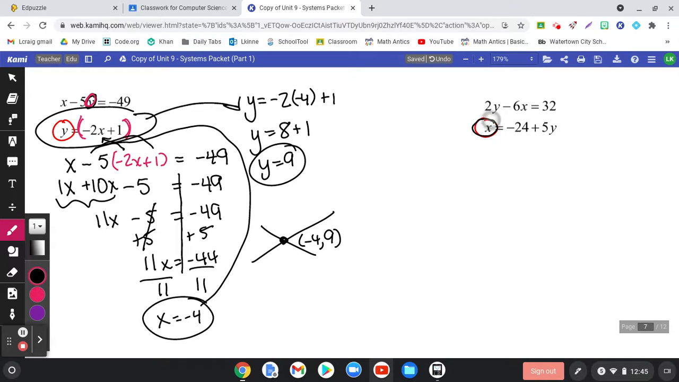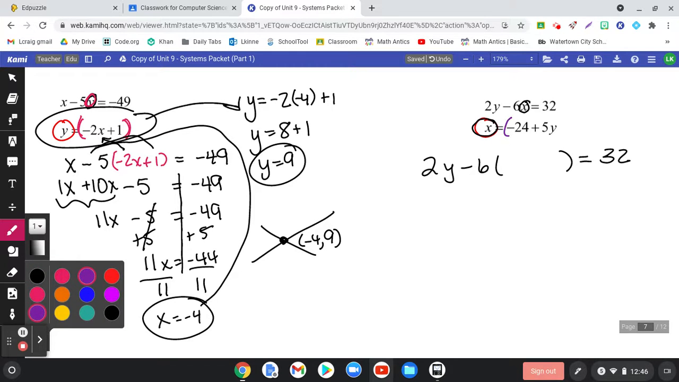I see x is by itself, so I'm going to take out the x up here. So I'm going to have 2y minus 6 times something equals 32. All right, it's the same exact thing. See, I have the 2y minus 6 equals 32, but instead of writing x, we're going to put what x is equal to, which is negative 24 plus 5y. And then we're ready to solve.